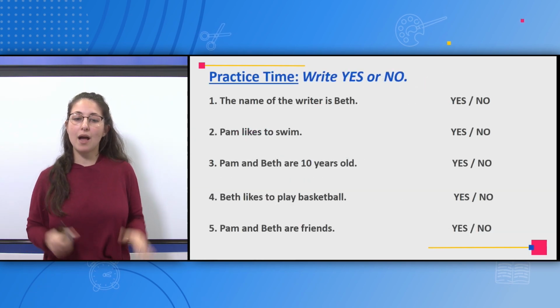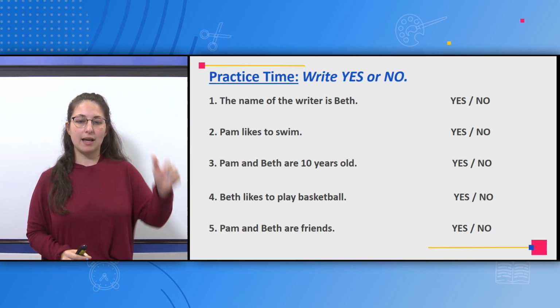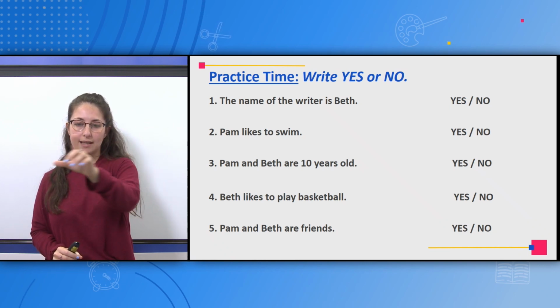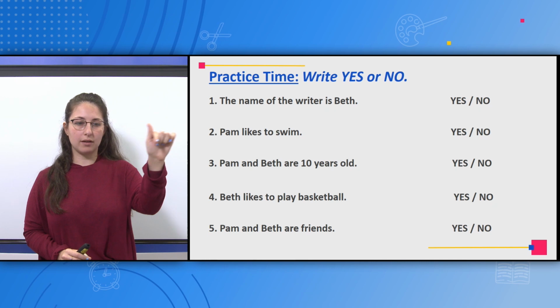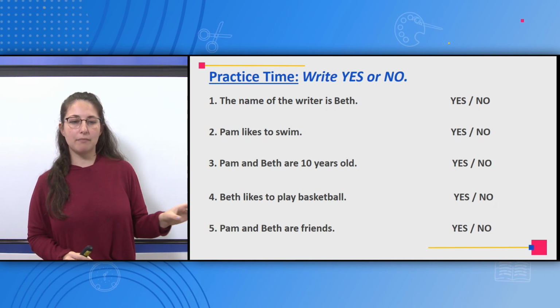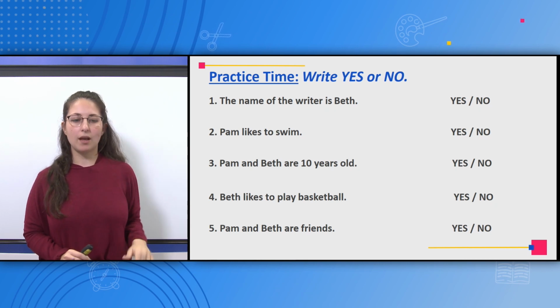What are we doing now? Another practice. You need to read the sentences and write yes or no. You don't need to write all the sentence. Write 1, 2, 3, 4, 5 in your notebook and then mark yes or no.